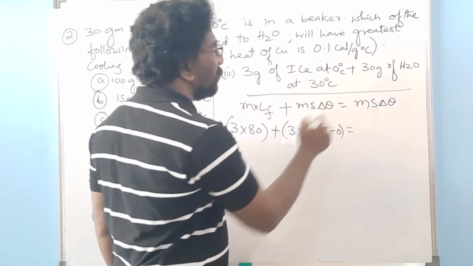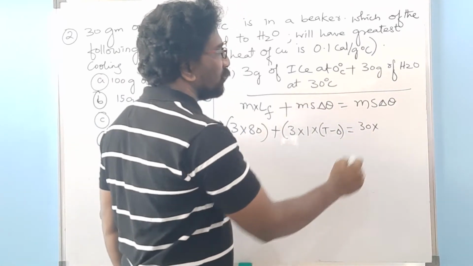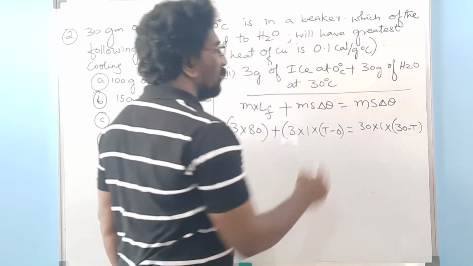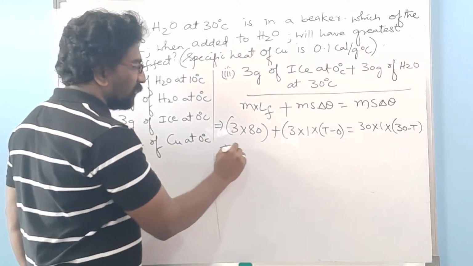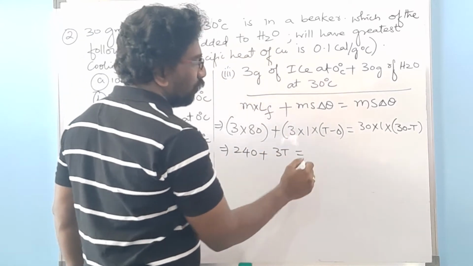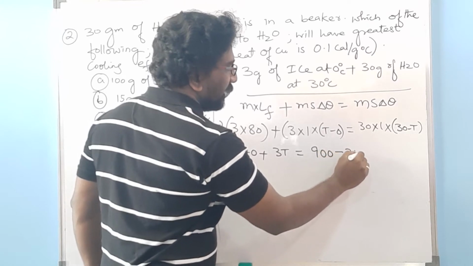That is equal to ms delta theta, where m is 30, into specific heat capacity of water 1, into 30 minus T degrees Celsius. So if you solve this, you will get 240 plus 3T is equal to 900 minus 30T.